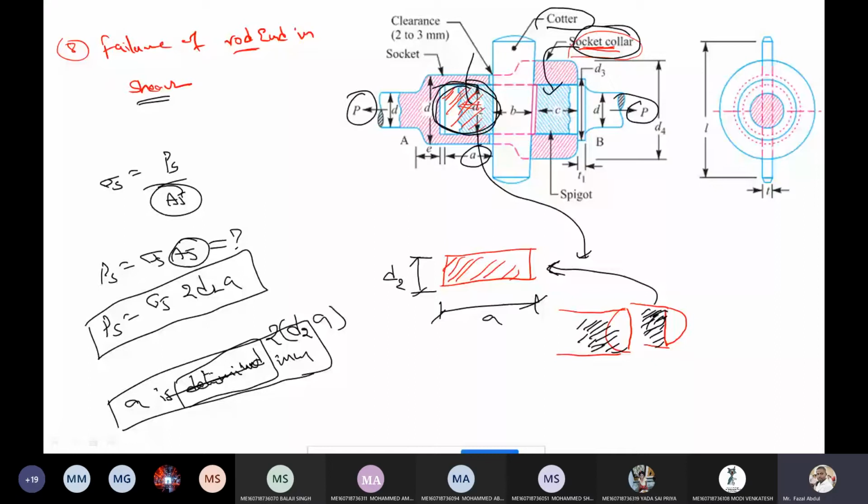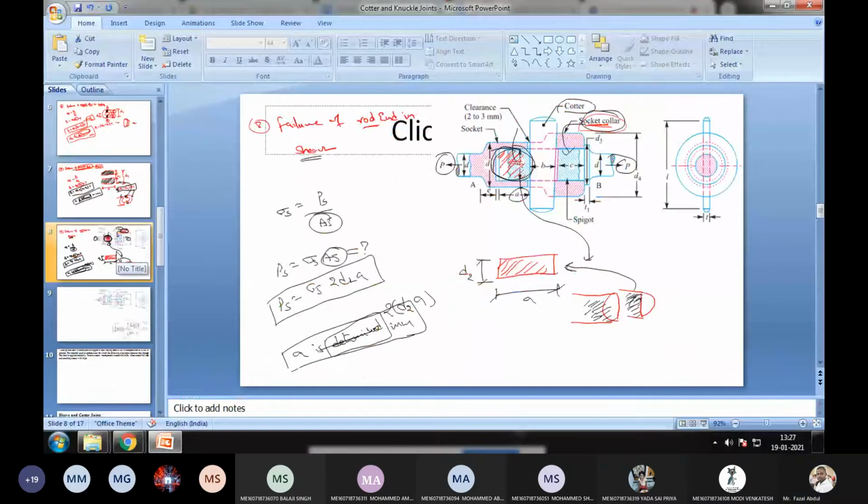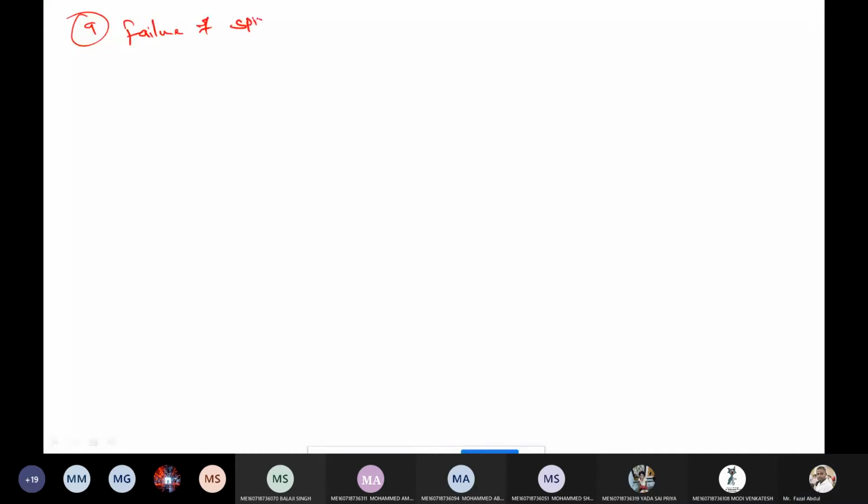Okay? Now this is the 8th point. Now the ninth point is... what is the ninth point here? Failure of spigot, failure of spigot collar in crushing.